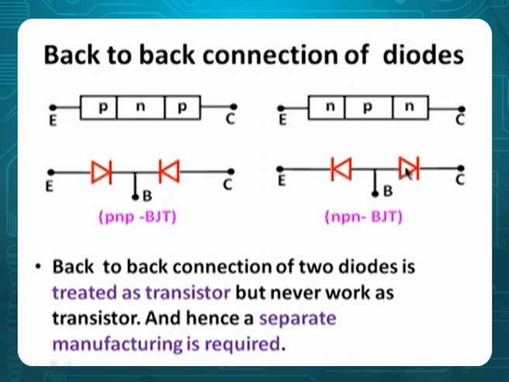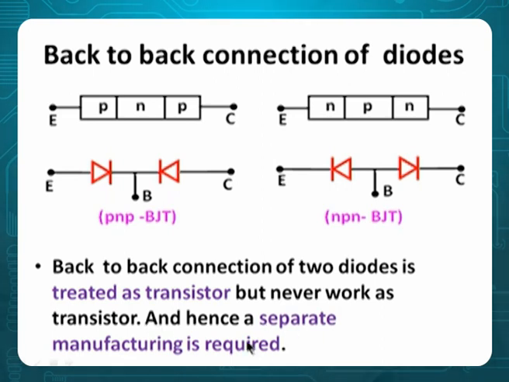This is NP, this is NP. So back to back connected NPN. So PNP transistor, NPN transistor. So back to back connection of two diodes is treated as a transistor, but it never works as a transistor, and hence a separate manufacturing is required.